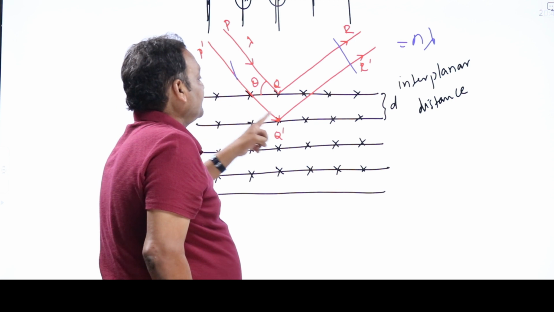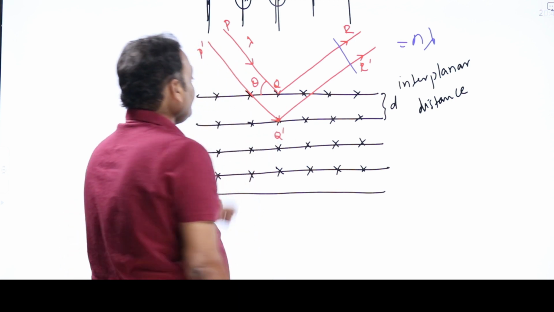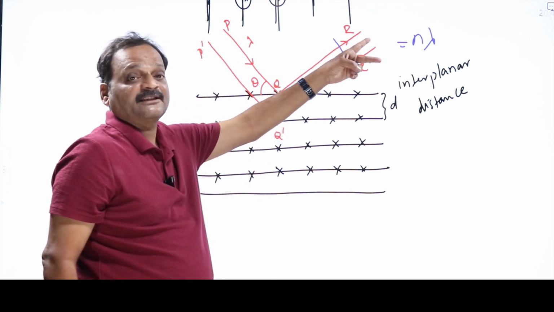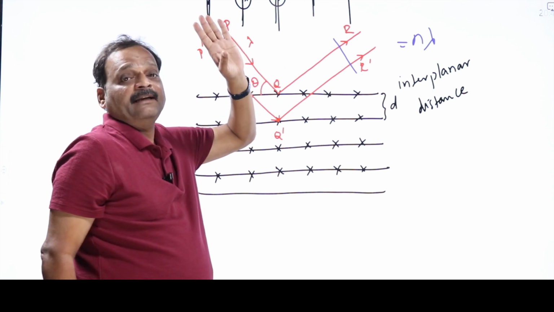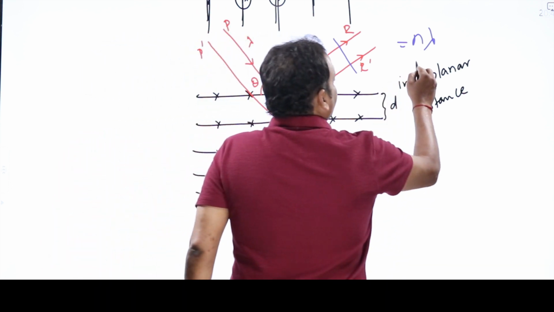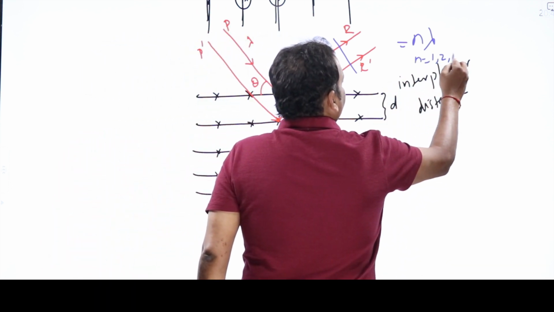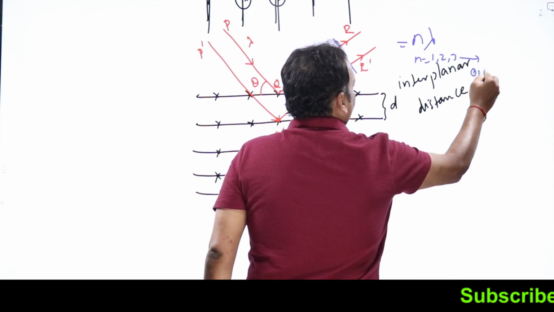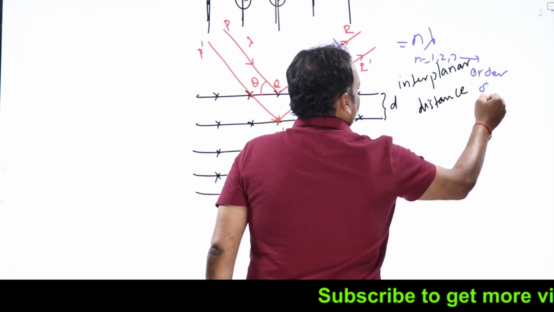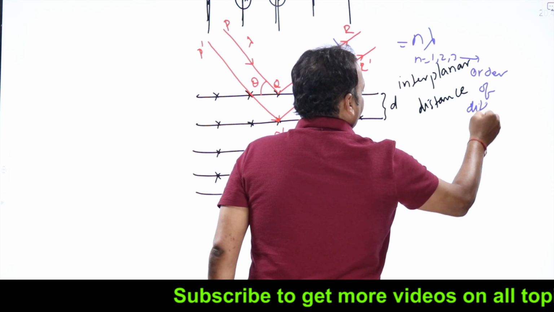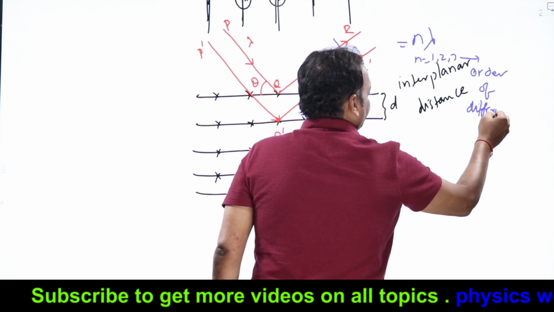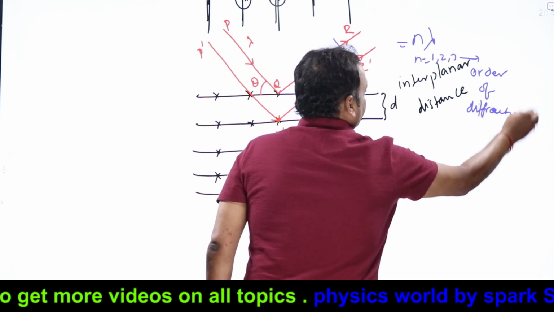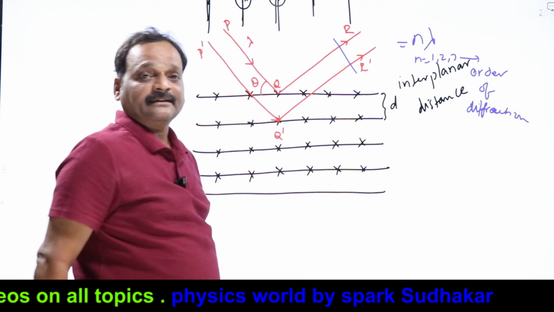The path difference between these two rays must be equal to n lambda, where n equals 1, 2, 3, etc. It is called the order of diffraction. If I say n equals 1, it is called first order diffraction. n equals 2, second order diffraction, like that.